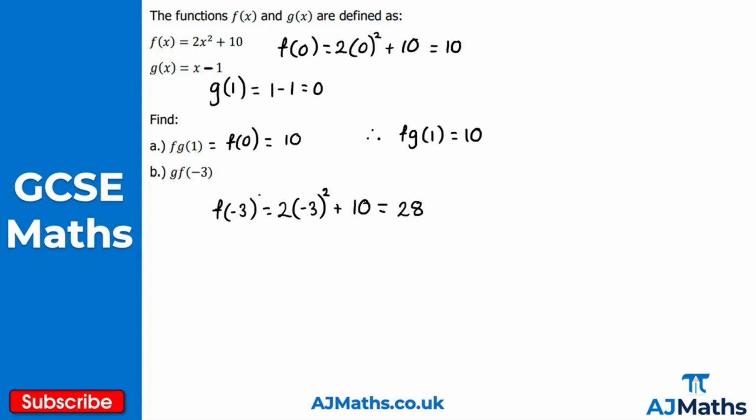Okay, so f of minus 3 is 28, and then what we do is we substitute this into g of x. So what we're doing now is finding g of 28. Okay, so g of 28, we just substitute 28 here. I'm going to do 28 minus 1, giving me 27 there. Okay, and there we have it. So therefore, gf of minus 3 is equal to 27. So that's our solution to that practice question.